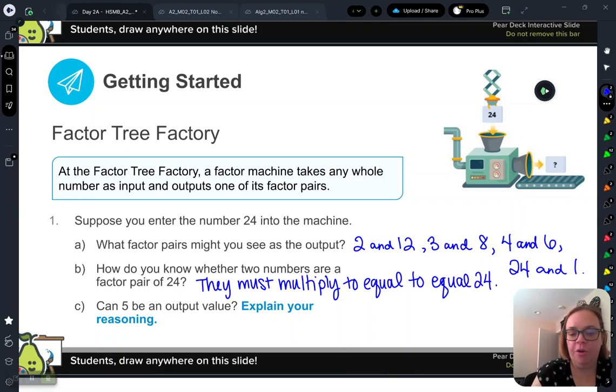Can 5 be an output value? What do you think? Is it possible? So when we're talking about factors, we're talking about numbers that go into a number evenly, so to speak, which means they do not have a remainder. If you were to try and divide 24 by 5, you would get a remainder. So there's no other integer, whole number, that would multiply by 5 to get 24. It would have to be a decimal. Okay? So I'll leave you to kind of answer that in your own words.